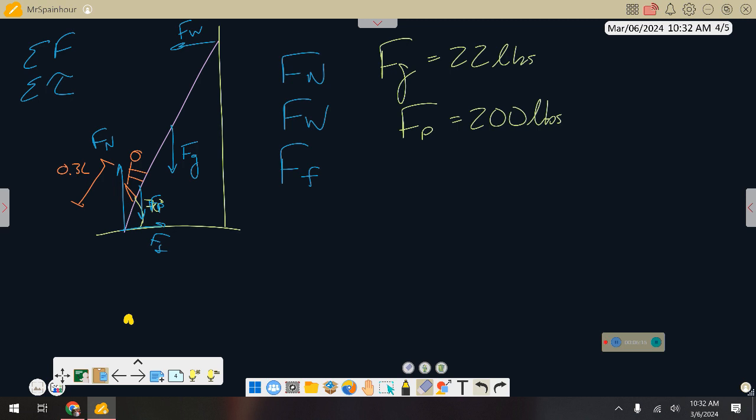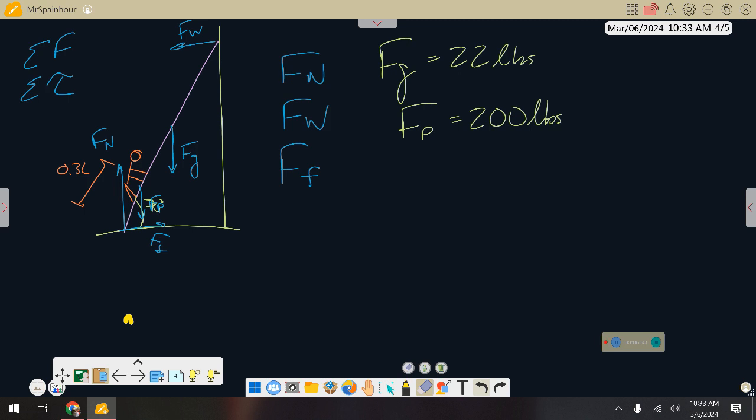All right, so yes, here we go. We've got five forces: force of wall, force of gravity, force of person, force of friction, and force of normal. We know two of them. This is just the weight of the ladder itself, which you could find very easily by putting it on a scale. And of course, this is the weight of the person, which you could also measure very easily with the scale.